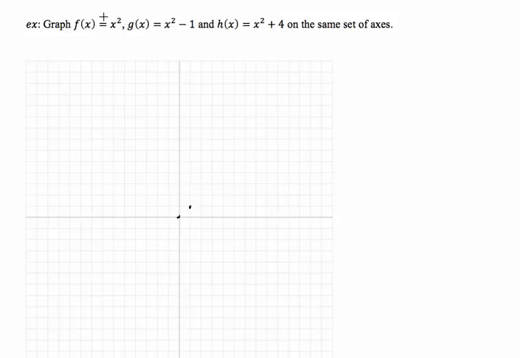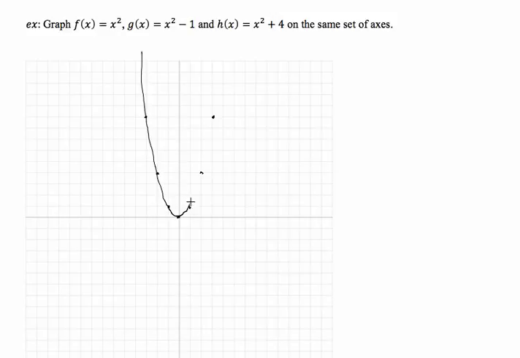Okay, if you plug into x squared, you'll get 0, 0. If you plug in 1, you get 1. If you plug in negative 1, you get 1. If you plug in 2, 2 squared is 4. Negative 2 all squared is also 4. 3 squared is 9. And so is negative 3 squared. And that's all that's going to fit on this particular graph.